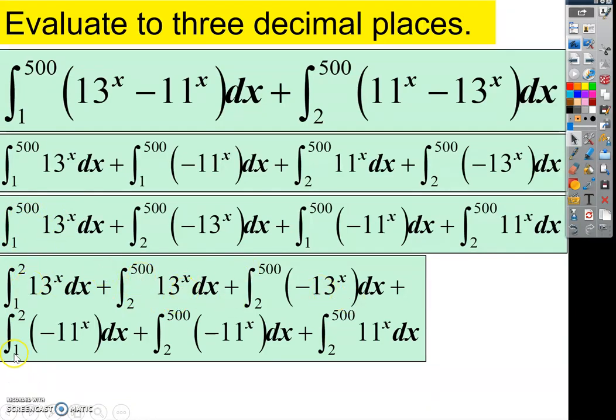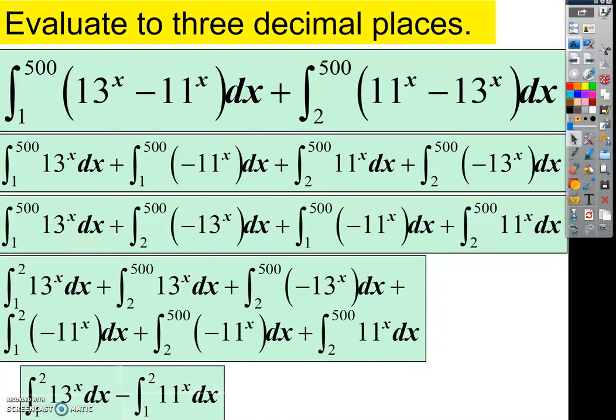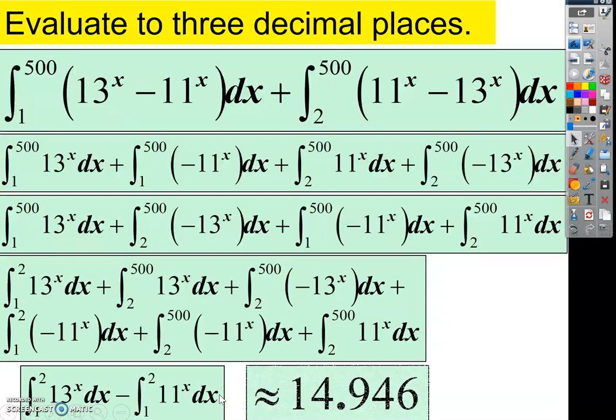Then we have these two. And then this one, 1 to 500 of negative 11 to the x, becomes 1 to 2 of negative 11 to the x, and 2 to 500 of negative 11 to the x. And then these two should cancel each other out, so that we're left here with just the integral from 1 to 2 of 13 to the x dx, minus the integral from 1 to 2 of 11 to the x dx, which according to our calculator is that number. So that's just a way to kind of manipulate it.